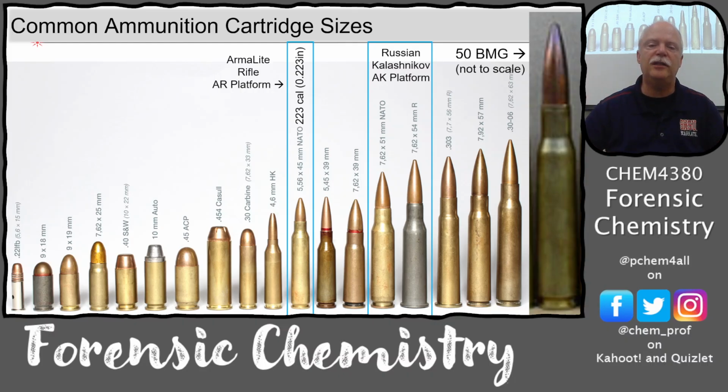So this is a range of common calibers. Now, over on the far right is the 50 BMG, which is the 50 caliber gun, a sniper rifle or machine gun. Sometimes they're set up into the machine gun arrangement. And that's not to scale. That thing is a little longer than this even. There's so much powder in that thing.